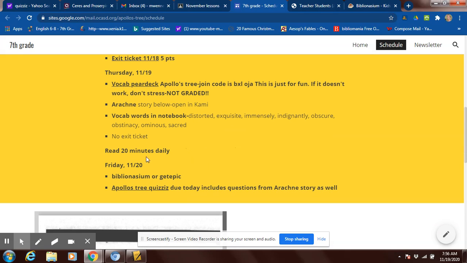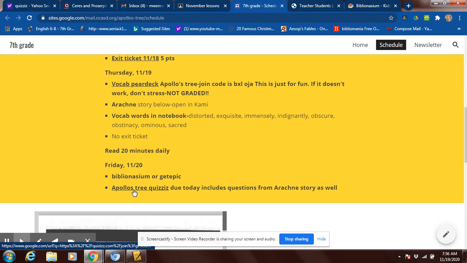Tomorrow, this is what you have due. Remember, you guys need to read 20 minutes every day, and then you need to post those minutes either on Biblionasium, or if you're reading in Get Epic, you can read those books online. It records your minutes and I can see them, unless you are listening to the audiobooks. If you are listening to audiobooks on Get Epic, you need to take a snapshot of your minutes and send it to me on Fridays so I can get it in the grade book.